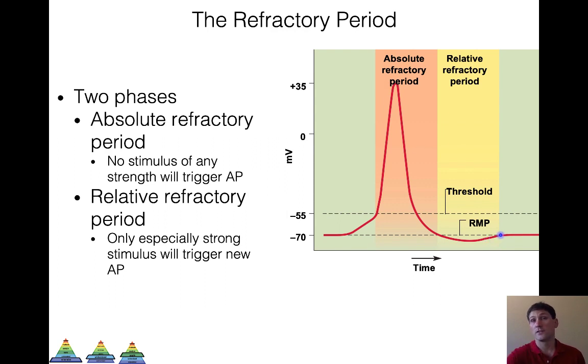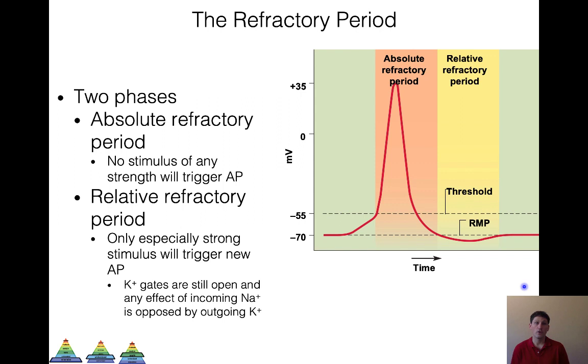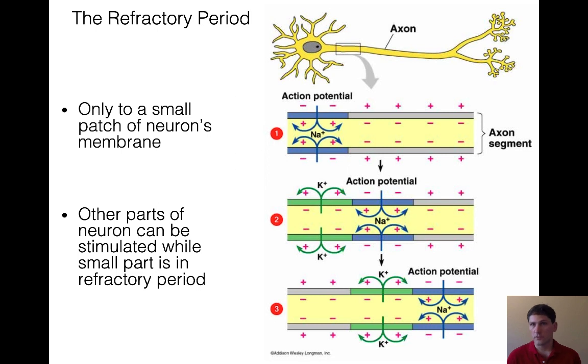Once our cell membrane returns to resting membrane potential, now it's ready to fire. We're not in a refractory period. So this is because if we're talking about that relative refractory period, it's because those potassium gates are open and any chance of that sodium coming in is kind of washing out or offsetting the sodium coming in by the potassium leaving. So let's look a little bit closer.